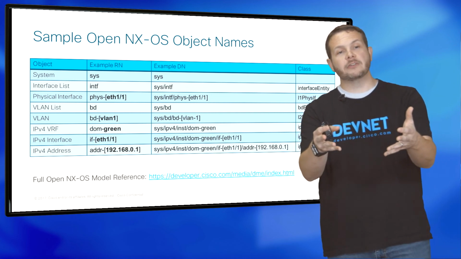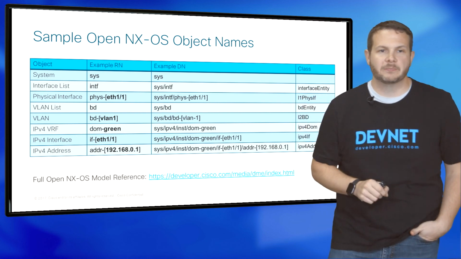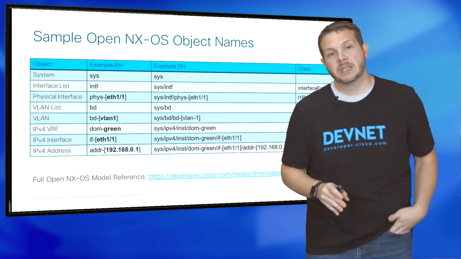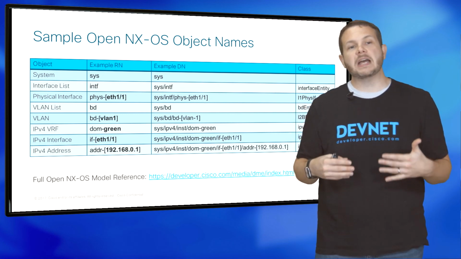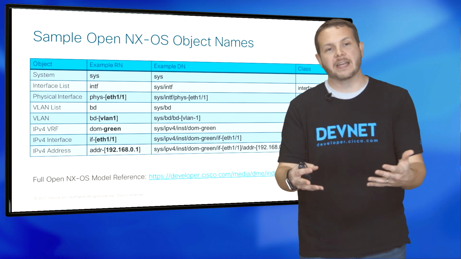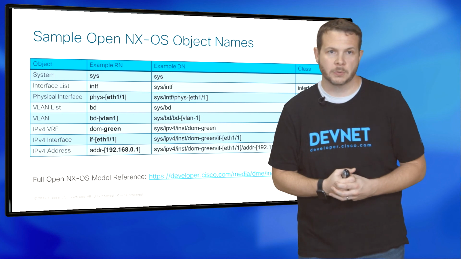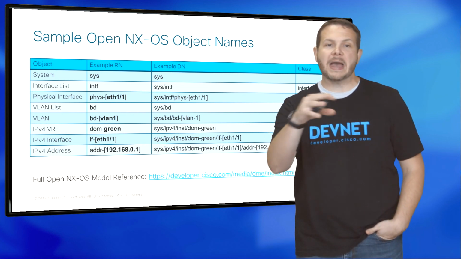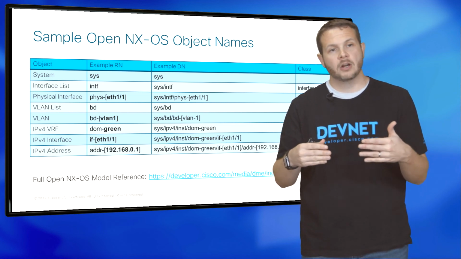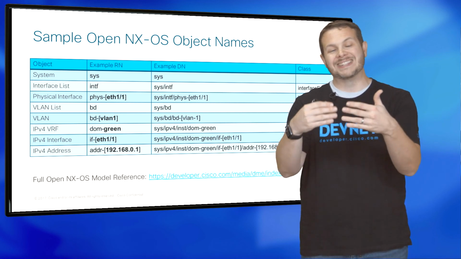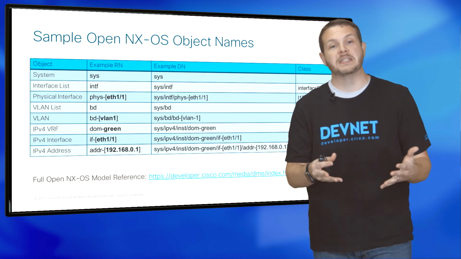If we move from physical interfaces to VLANs, our VLAN list, its RN is BD. Now BD stands for bridge domain. The object model that backs up NXOS is built upon the object model that started out with ACI. And in ACI, bridge domain is the layer 2 concept. So when the object model was mapped back into NXOS, we kept the bridge domain name for its closest cousin inside of NXOS, and that would be a VLAN, which is why the VLAN list is referred to as BD.